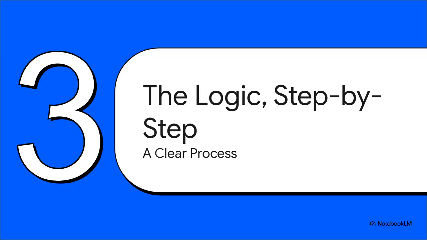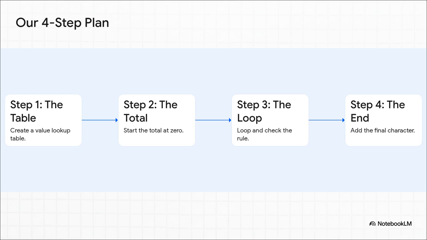Okay, so that's a great little secret, but how do we turn that into an actual process? Let's break down the logic into 4 clear, simple steps that any computer program could follow. Here's our roadmap. First, we need a reference guide, a cheat sheet for the values. Second, we need a place to keep score. Third, we apply our peek ahead rule over and over again. And finally, we just have to take care of that very last number.